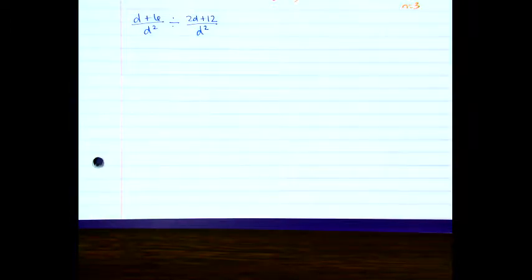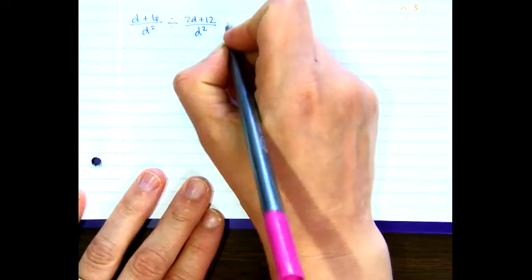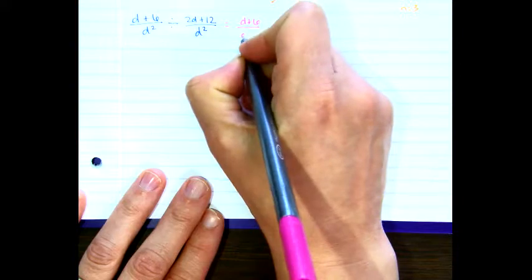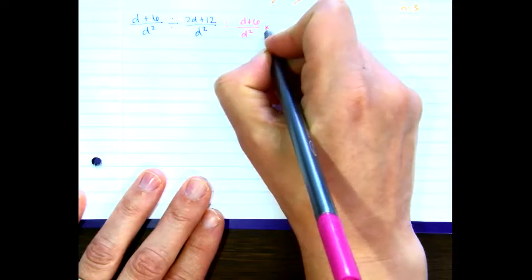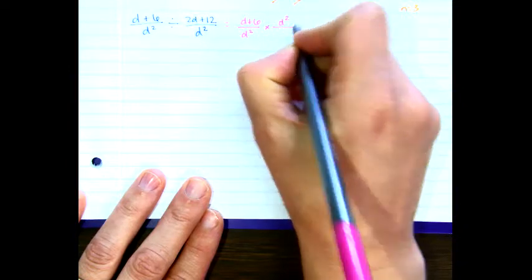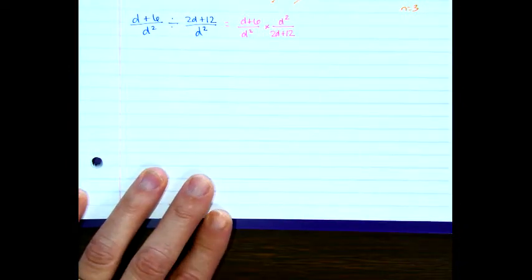My next example is division, which is really just multiplication, because division and multiplication with fractions, or with rational expressions, are basically the same thing. So let's start off by multiplying by the reciprocal. So this is going to be equivalent to d plus 6 over d squared times, and then I flip this fraction over, so d squared over 2d plus 12.